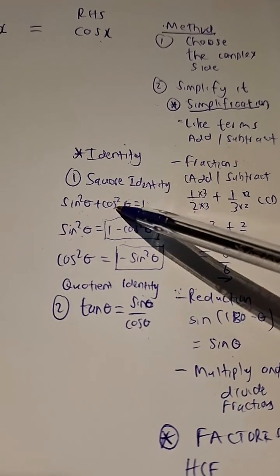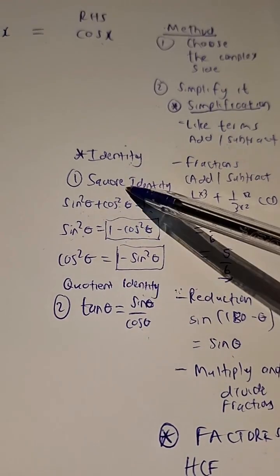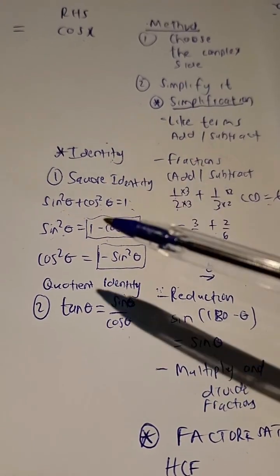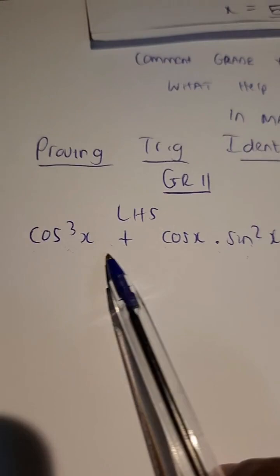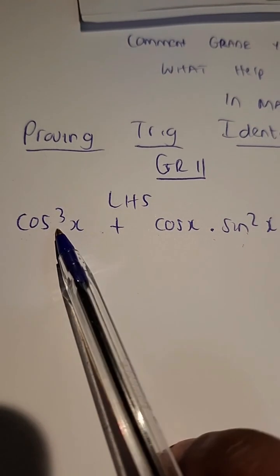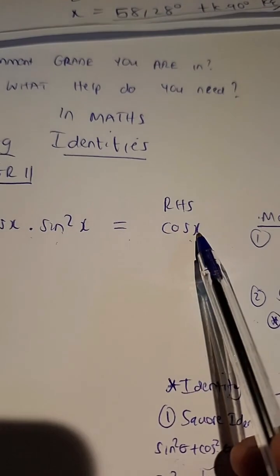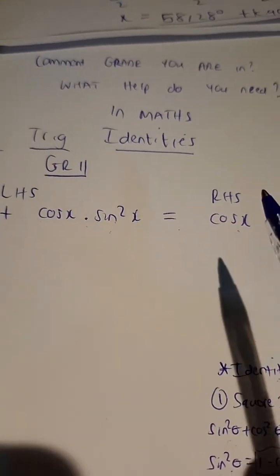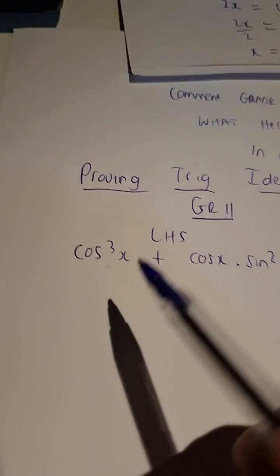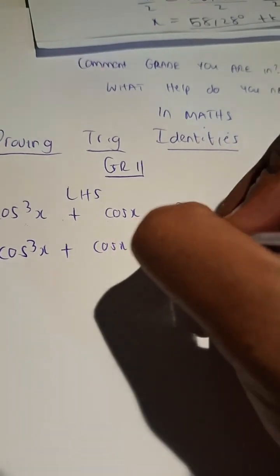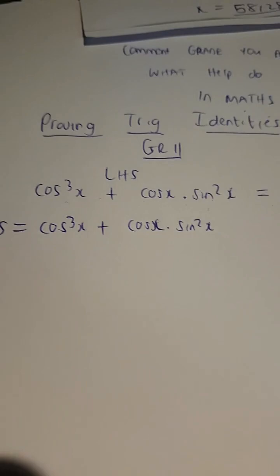Can you convert to identities? You look at your situation and see which identity can we use and convert so that we can simplify that particular thing further. So let's come back to the question. You have cos to the power 3x plus cos x times sine squared x is equal to cos x. So first step, we choose the complex side. The complex side, you can see guys, is the left hand side. So I'm going to write LHS is equal to cos to the power 3x plus cos x times sine squared x. Step number 1 done.